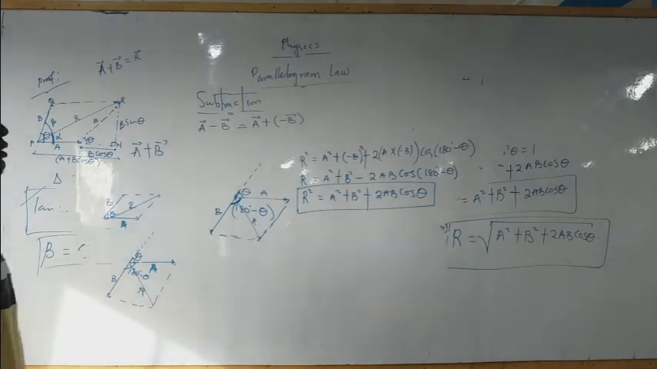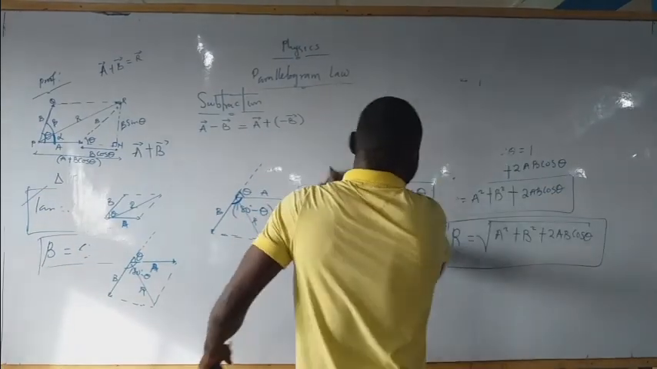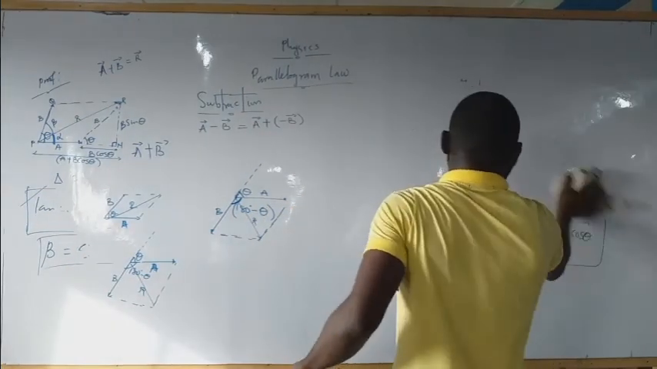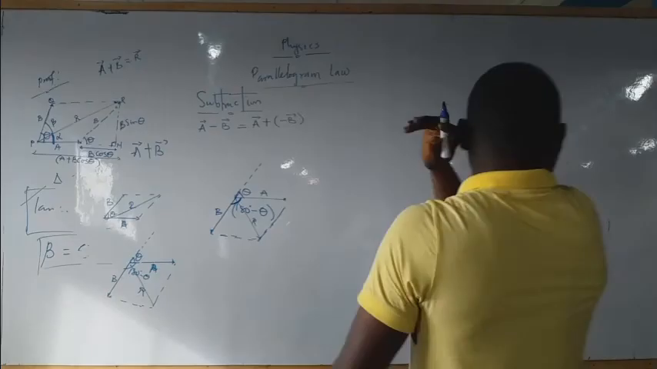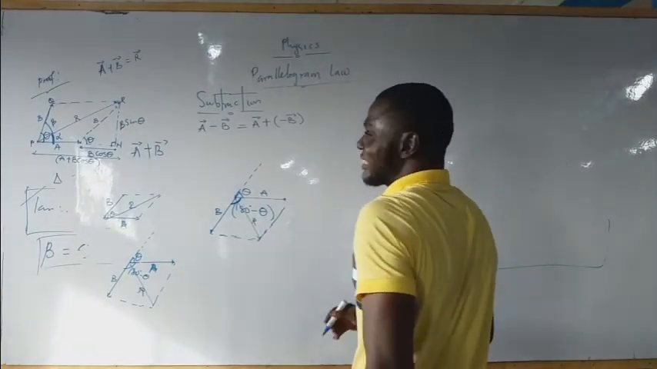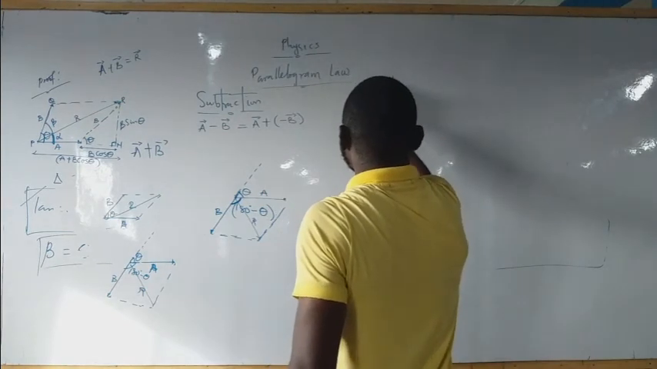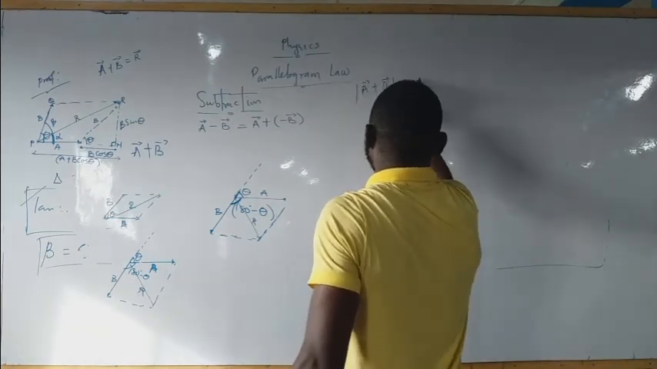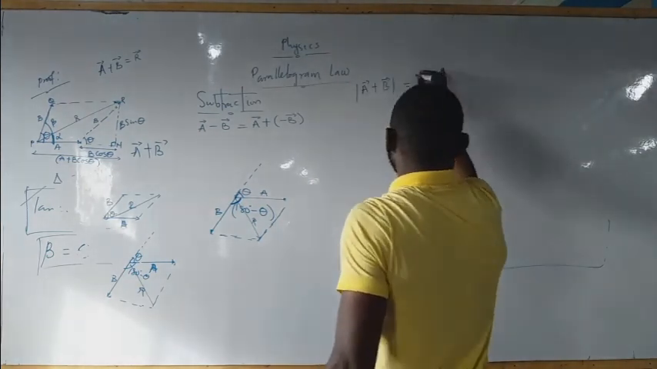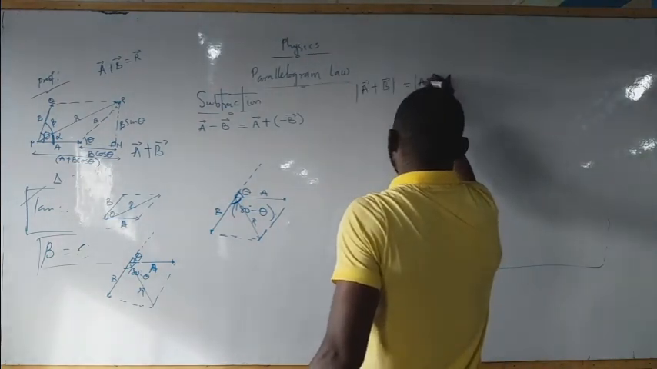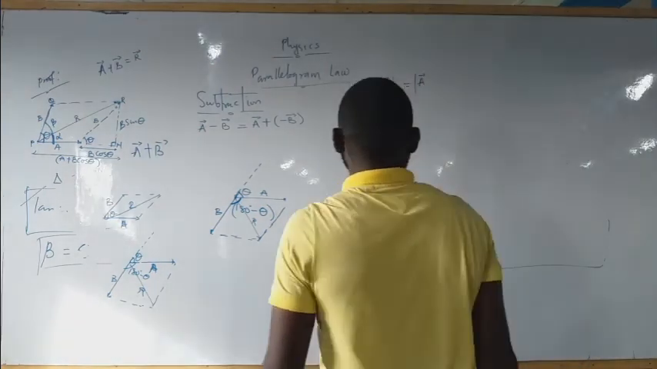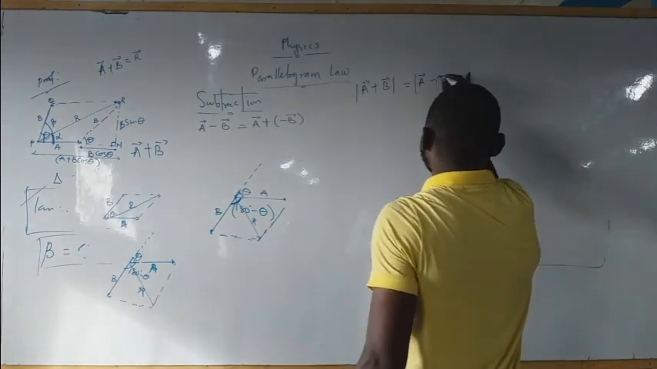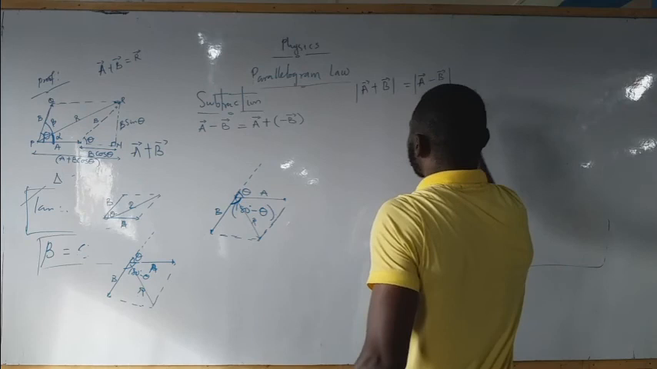Let's look at the magnitude. Prove that, deduce that: the magnitude of vector A plus the magnitude of vector B is equal to what? The magnitude of vector A minus the magnitude of vector B.